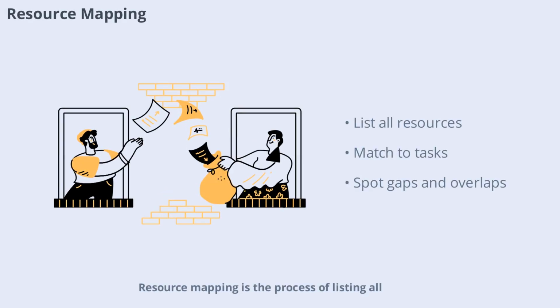Resource mapping is the process of listing all available resources and matching them to project tasks. This visual representation helps you spot gaps, overlaps, or potential bottlenecks. It's a valuable tool for ensuring nothing is overlooked and that every resource is used to its full potential.